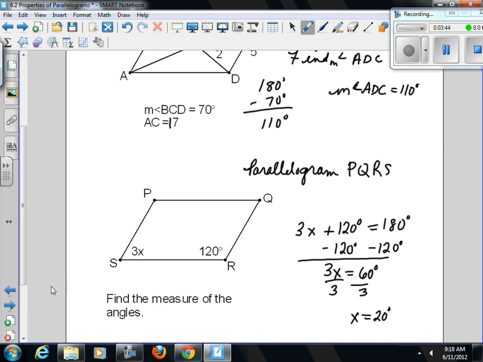Well, so if x is 20, 3x is going to have to give us 60 degrees because 3 times 20 is 60. So this angle here is 60 degrees. Now let's think about what we know. If consecutive angles are supplementary, then angle P will have to be 120. And also, angle Q will have to be 60. Remember, another way to think of it, opposite angles are congruent. So notice the 120s are opposite one another, and so are the 60s. Let's move on.